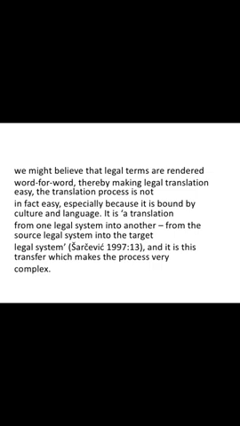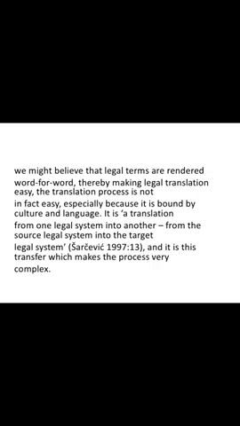We might believe that legal terms are rendered word for word, thereby making legal translation easy. But this is not true, and the translation process is not in fact easy, especially because it is bound by culture and language, and also by the legal system. It is a translation from one legal system into another, from the source legal system into the target legal system. It is this transfer which makes the process very complex.